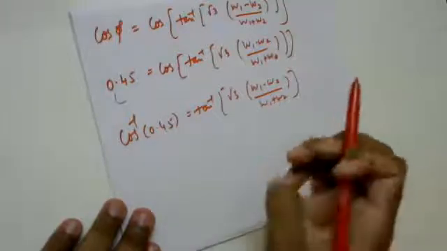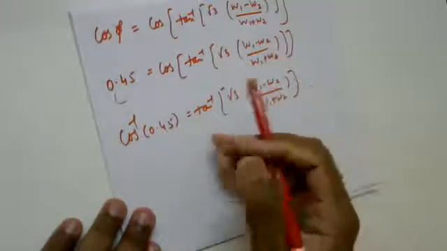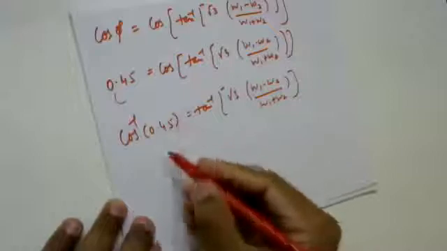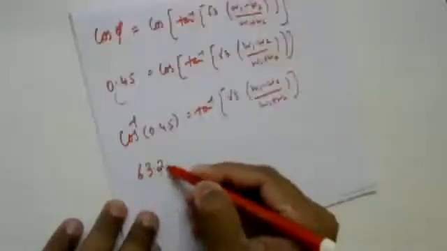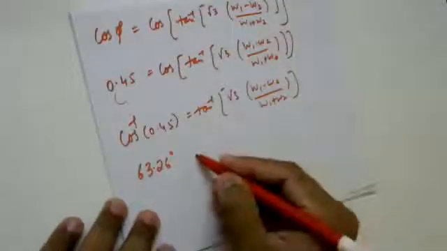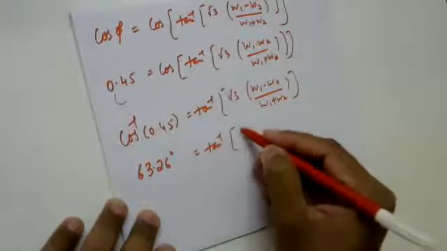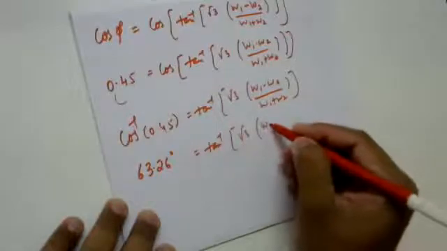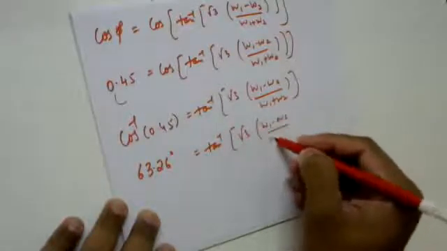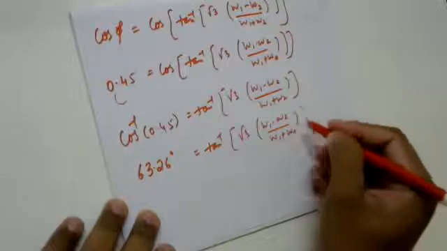Please help me out. What is the answer for cos inverse of 0.45? This stands to be 63.26 degree. 63.26 degree is equal to tan inverse of root 3 into (W1 minus W2) divided by (W1 plus W2).